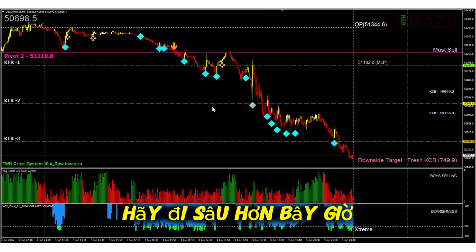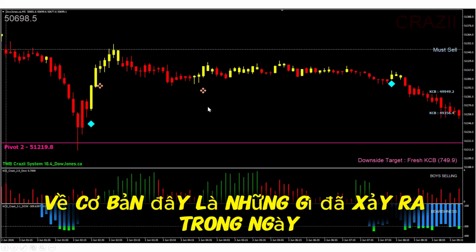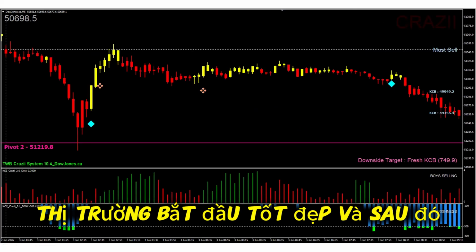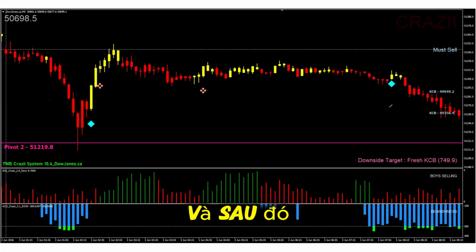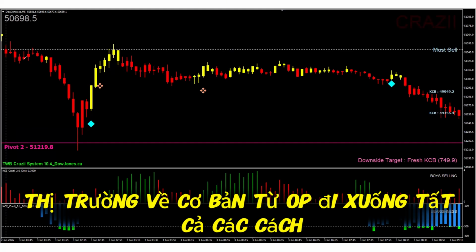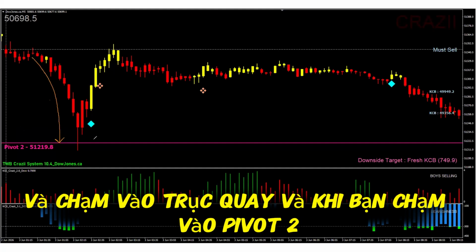Okay. All right. Let's go deeper now. Basically, this is what happened during the day. The market started off nicely, and after that, the market went from OP all the way down and touched the pivot 2.